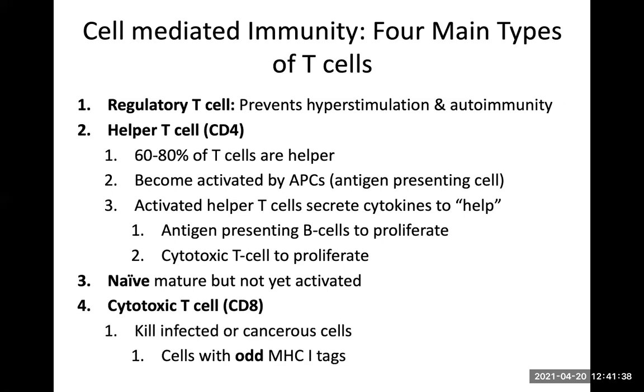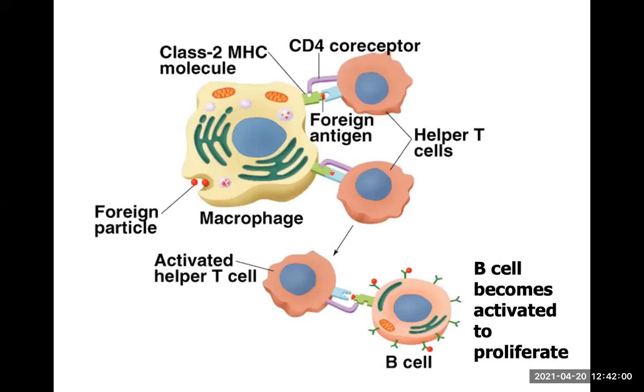And then we have cytotoxic T cells, which are the killing ones, right? So these have a different receptor called CD8 that they use to check the self tags. And any cell with a weird self tag is going to be targeted and killed. Okay. So here is a simplified view of this process.